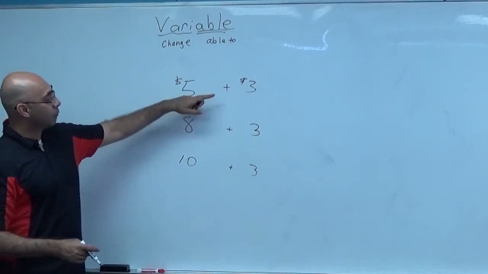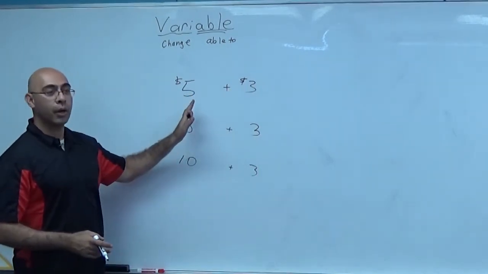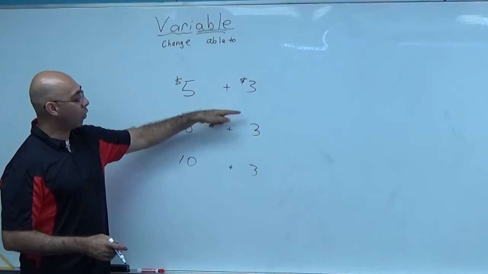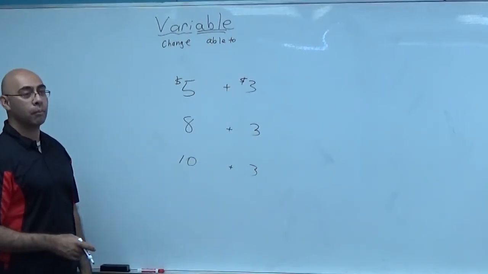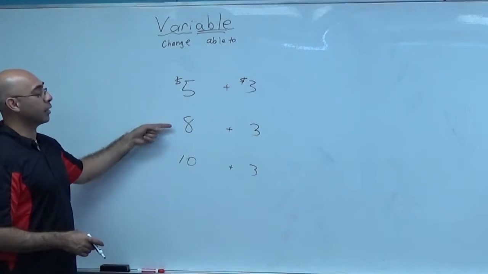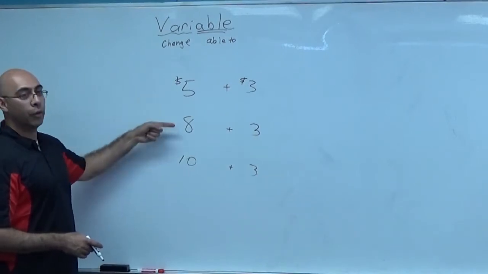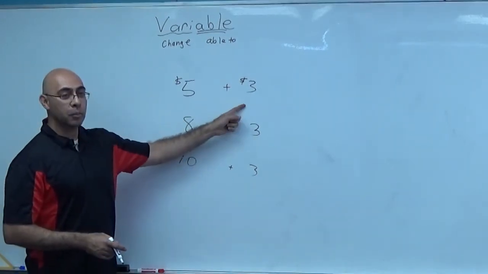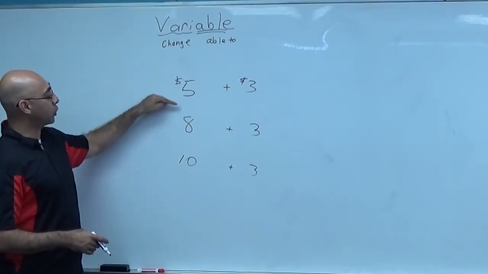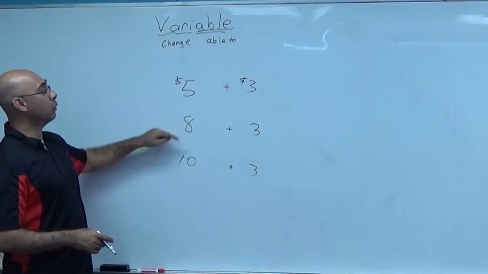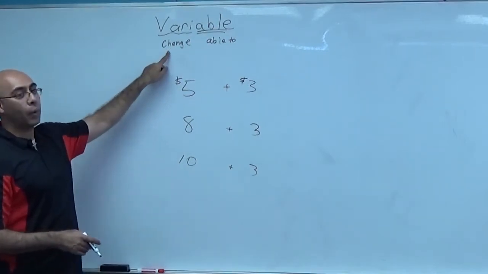Now you'll notice, this is what we call comparing and contrasting. What is always the same? 3. The 3 always stays the same. What is always changing? Joey's money. So Brenda's money is dependent on what Joey makes. So if Joey changes, she will be able to change as well.